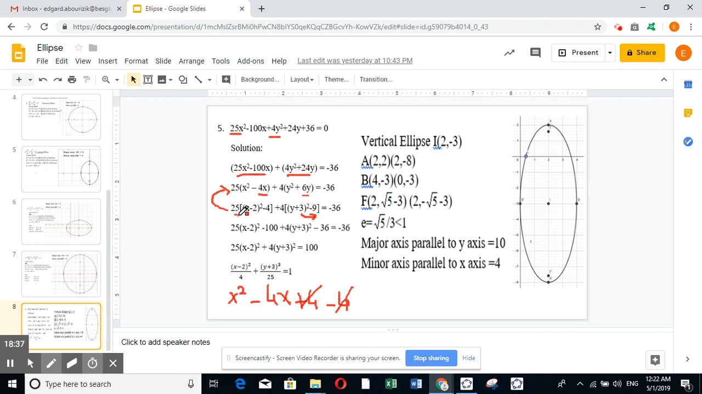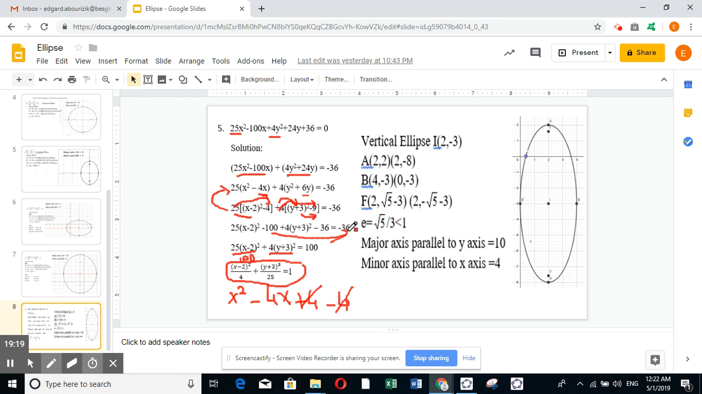Now I expand. This is distributive property. So I multiply first of all 25 by x minus 2 squared, minus 25 times 4, 100. 4 I multiply it by y plus 3 squared, as you can see, and 4 times 9, 36, equal minus 36. These two cancel out. Take the minus 100 to the other side, 100. Then divide here all by 100. If we divide by 100, 25 over 100, you're going to get 4. And 4 divided by 100, you're going to get 25. This is my ellipse.